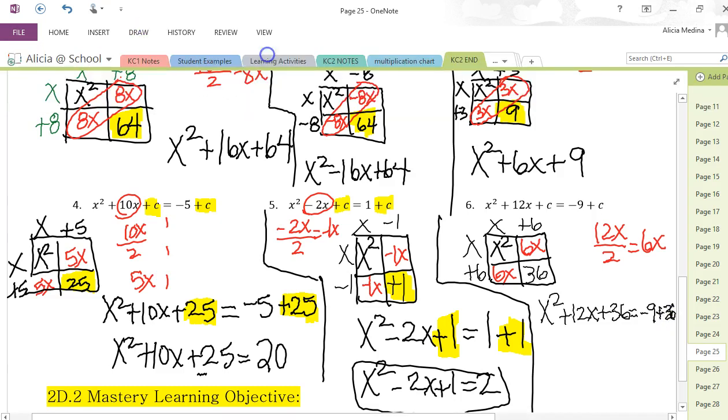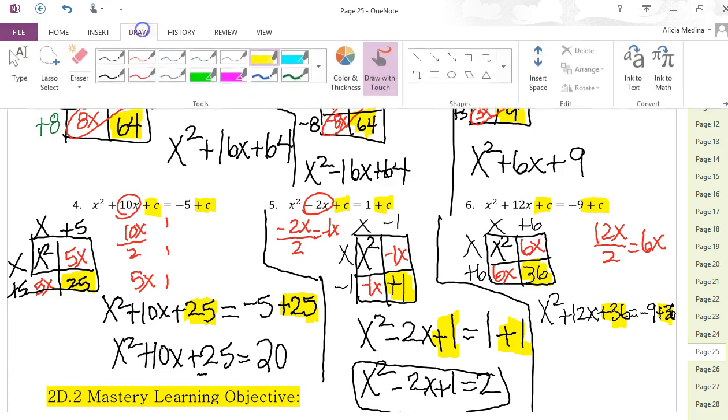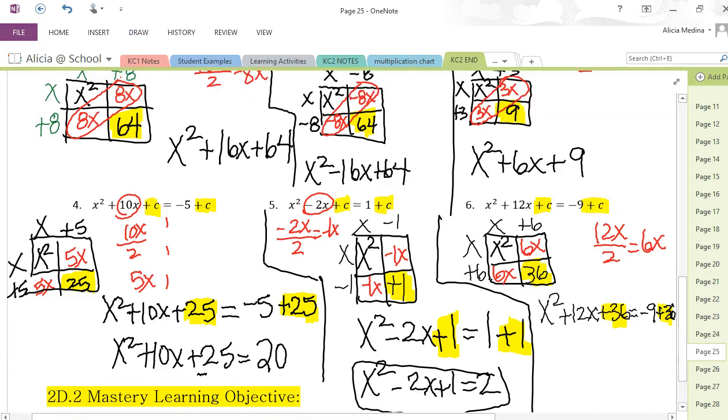So that C value we see up here, we have to plug it in on each side. Everywhere you see that C, whatever you're adding to one side, you have to make sure you add it to the other side. That's why that C appears on the right side of the equal sign. So the final answer, x squared plus 12x plus 36 is going to equal negative 9 plus 36. 36 minus 9 is 27.